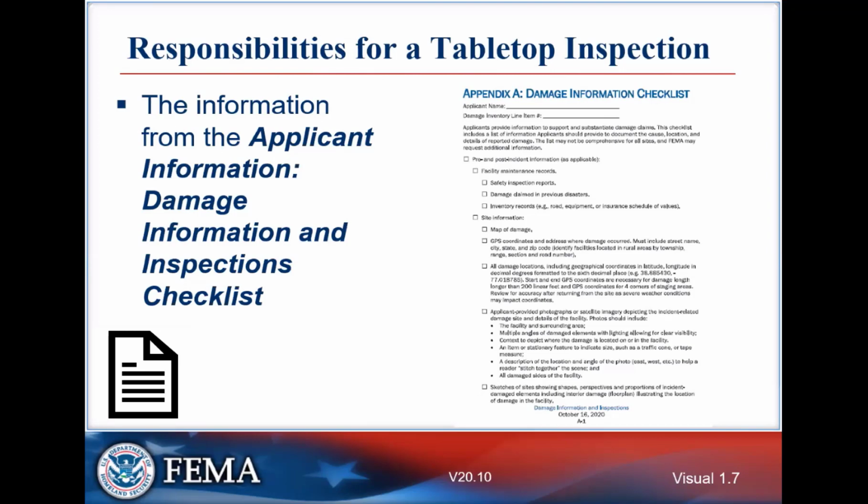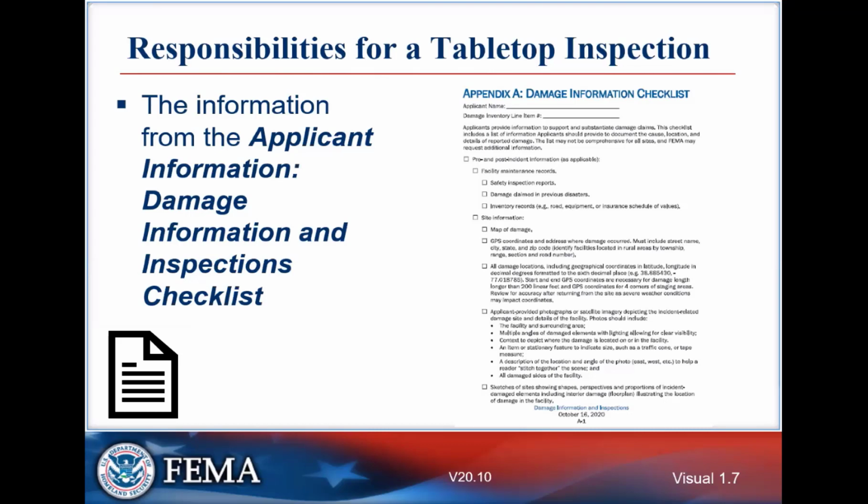For a tabletop site inspection, the applicant should be able to provide the information in the Applicant Information, Damage Information and Inspection Appendix A. You do not have to provide everything on this checklist, but you have to provide enough to substantiate the damage. What will assist the site inspector in the validation process?